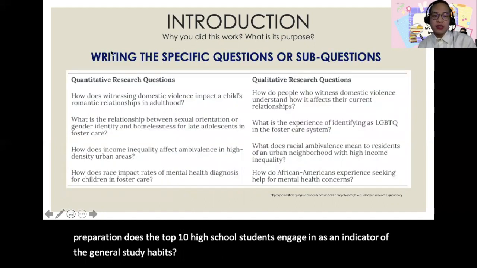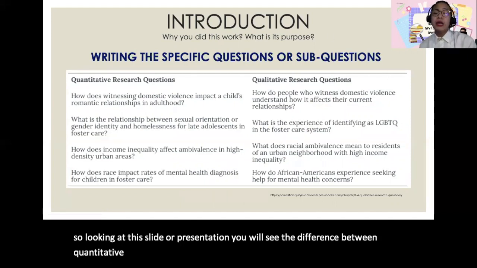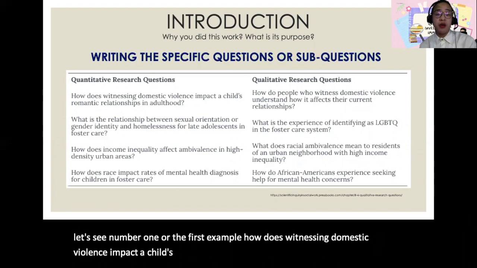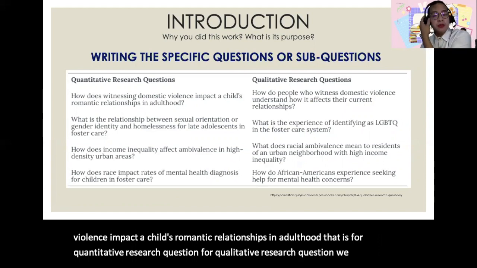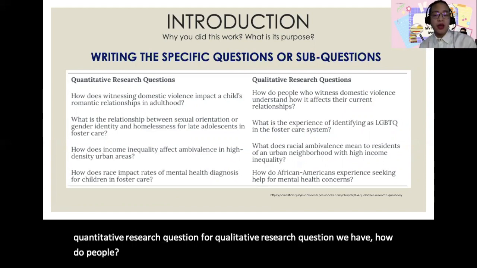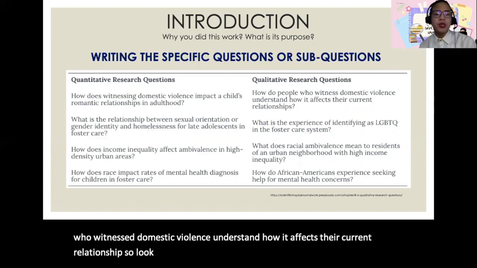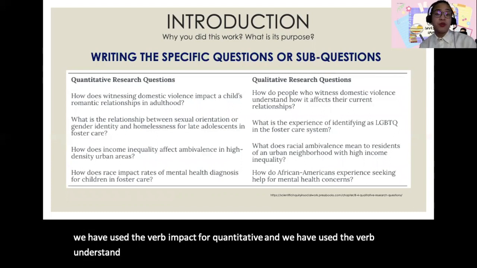Looking at this slide or presentation, you will see the difference between quantitative research questions and qualitative research questions. Let's see the first example. How does witnessing domestic violence impact a child's romantic relationships in adulthood? That is for the quantitative research question. For the qualitative research question, we have: how do people who witness domestic violence understand how it affects their current relationships? So look at the verb. We have used the verb impact for quantitative and the verb understand for qualitative research questions.